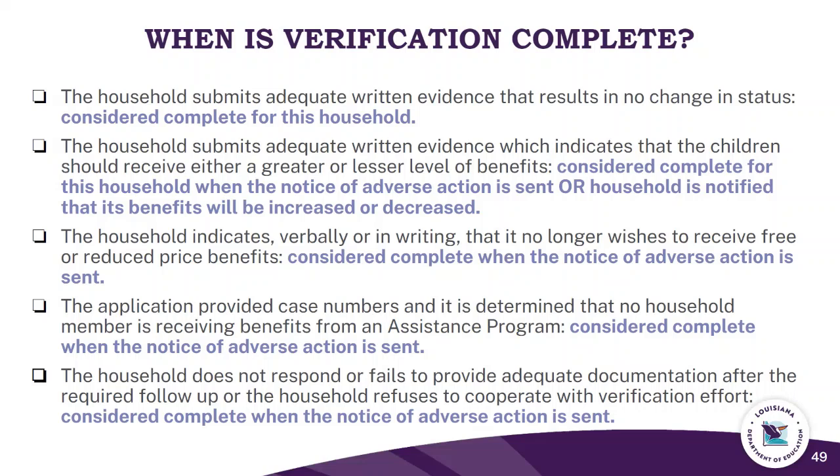If the household indicates either verbally or in writing that it no longer wishes to receive free or reduced price benefits, verification is complete when the notice of adverse action is sent. If the application provided case numbers and it's determined that no household member is receiving benefits from the assistance program, verification is considered complete when the notice of adverse action is sent. And finally, if the household does not respond or fails to provide adequate documentation after the required follow-up, or the household refuses to cooperate with verification, verification is considered complete when the notice of adverse action is sent.